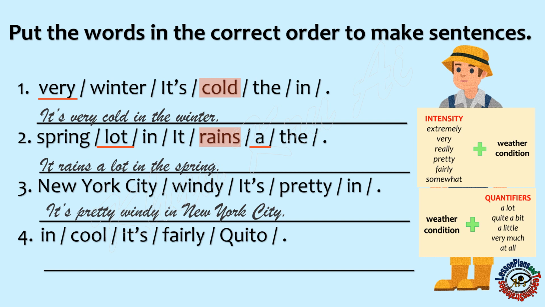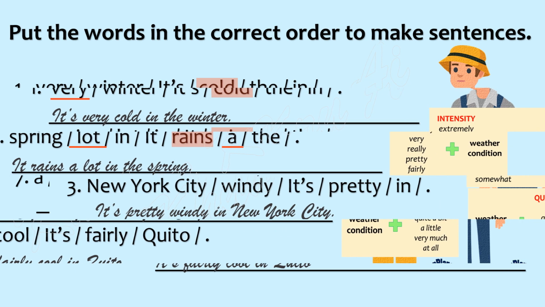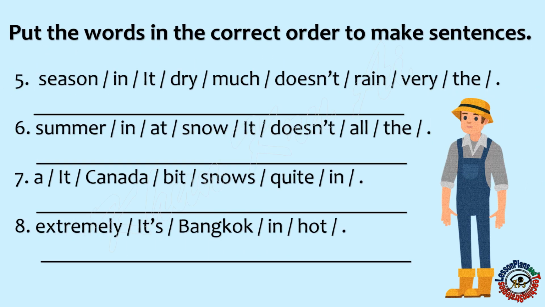4. It's fairly cool in Kyoto. What about numbers 5, 6, 7, and 8? Put the words in the correct order to make sentences. Please write your answer in the comment below.